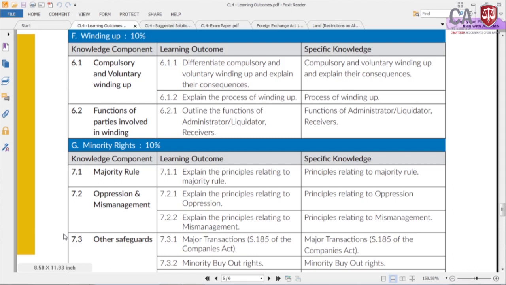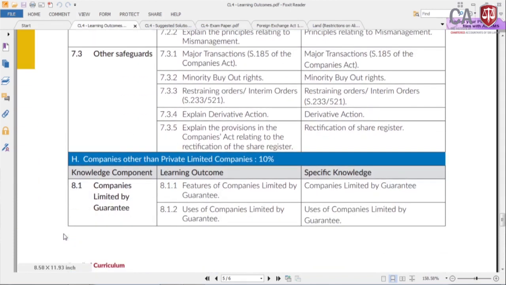Other safeguards, the major transactions, section 185 of the Companies Act that we have done, and having a good knowledge of the major transactions, section 125 of the Companies Act. Then on the minority buyout rights, having good knowledge of the minority buyout rights. Restraining orders, interim orders that can be obtained from court under sections 233 and 521, and having a good knowledge of what these restraining orders and interim orders are under those sections.